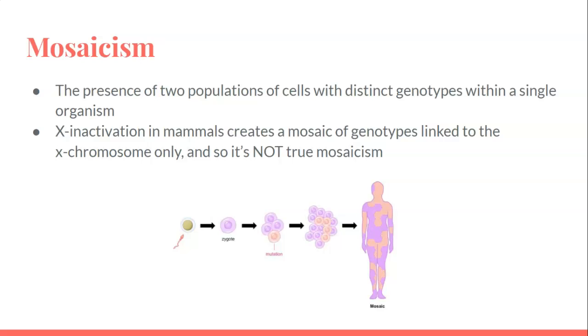So mosaicism is another example of inheritance. This is the presence of two populations of cells with distinct genotypes within a single organism. So X inactivation in mammals creates a mosaic of genotypes linked to the X chromosome only. So it's not mosaicism. This would be if it was in a chromosome that is not a sex chromosome. Okay? So this is any other chromosome.